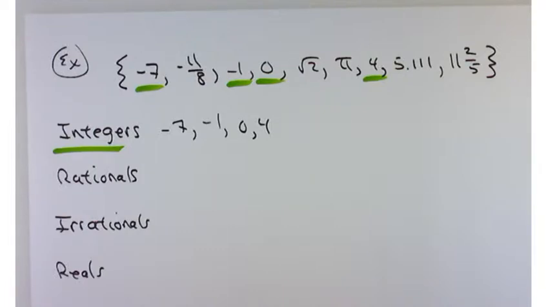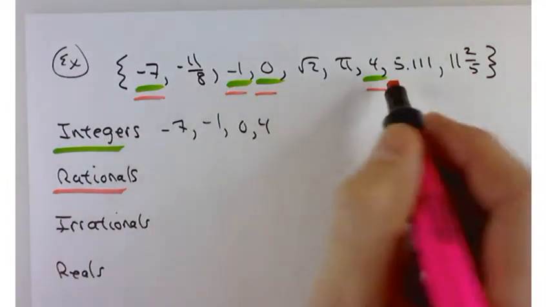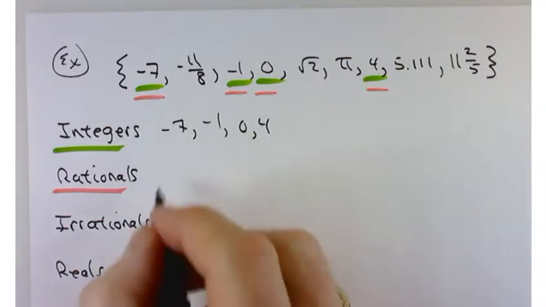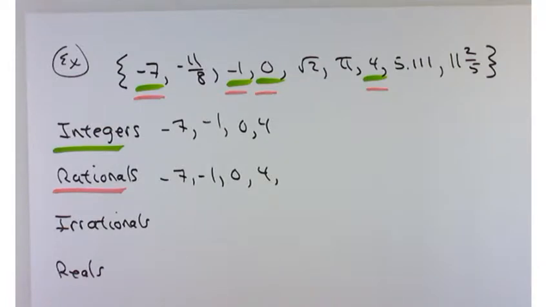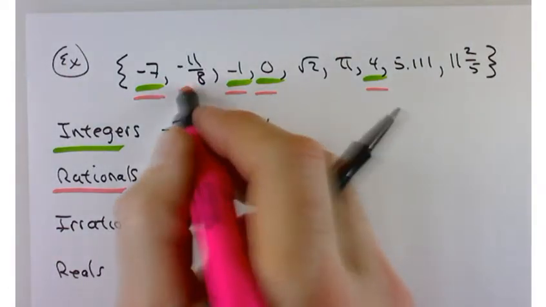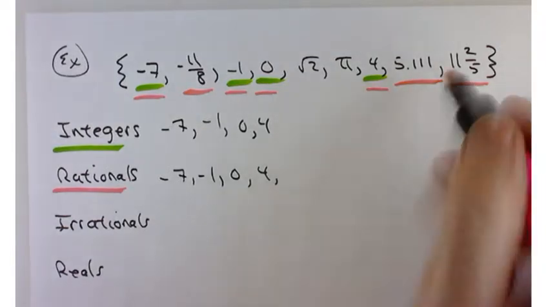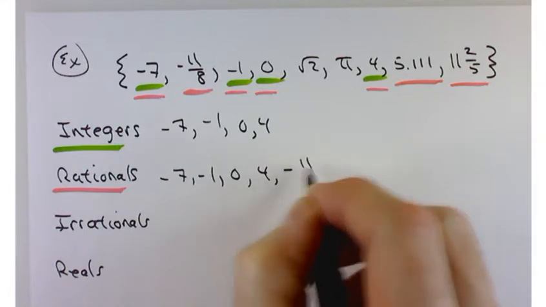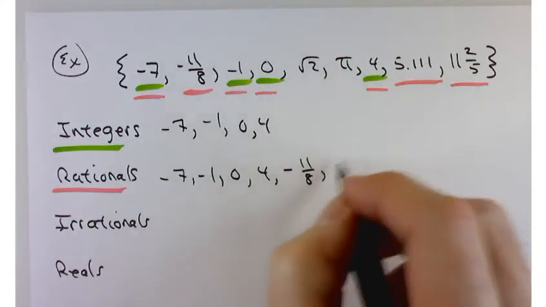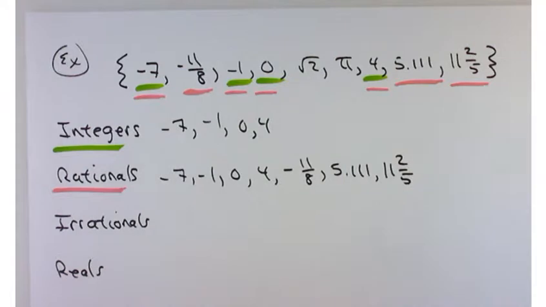Now, as far as the rationals are concerned, the integers are also rationals, so those should be included on our list: -7, -1, 0, and 4. But what else can I include now that I've expanded to rationals? Good. One more. There we go. Perfect. So these are all rationals: -11 eighths, 5.111, and 11 2/5. Cool.